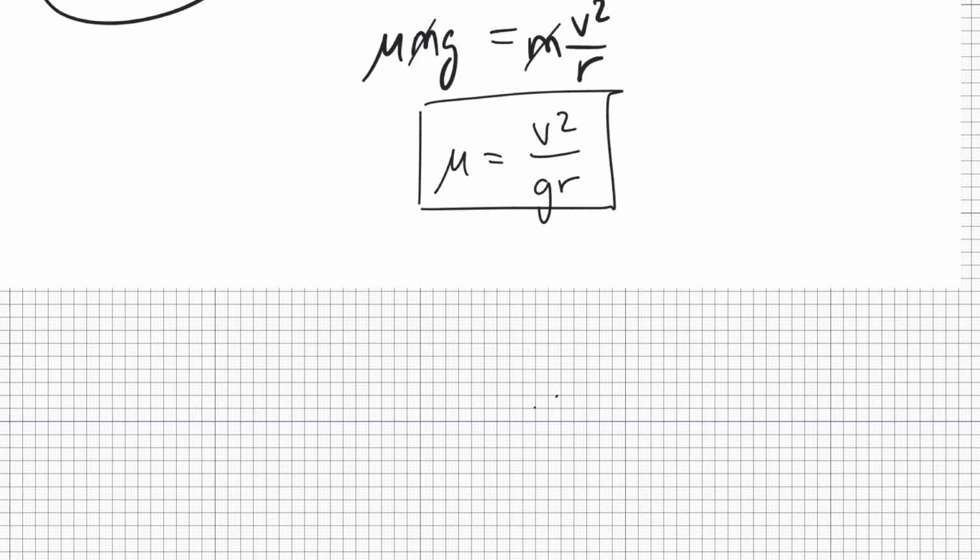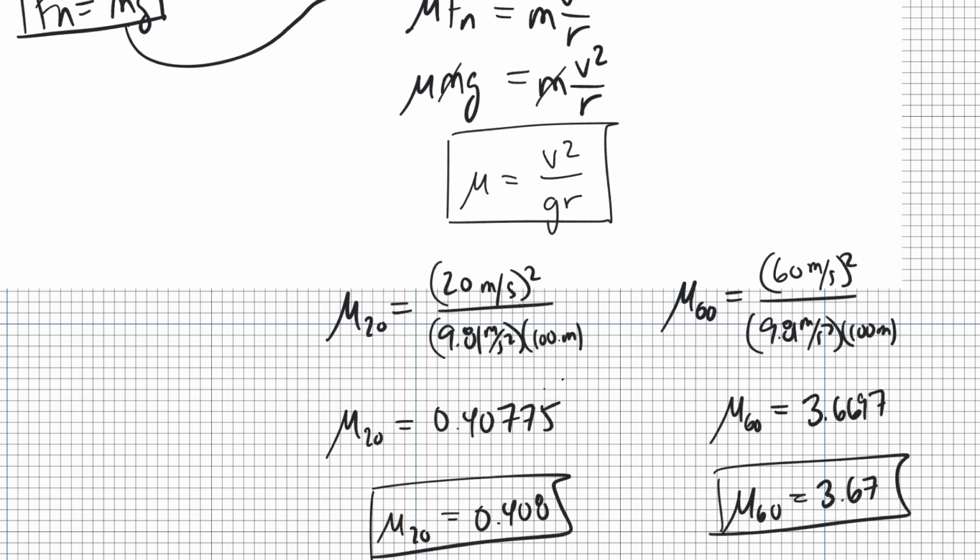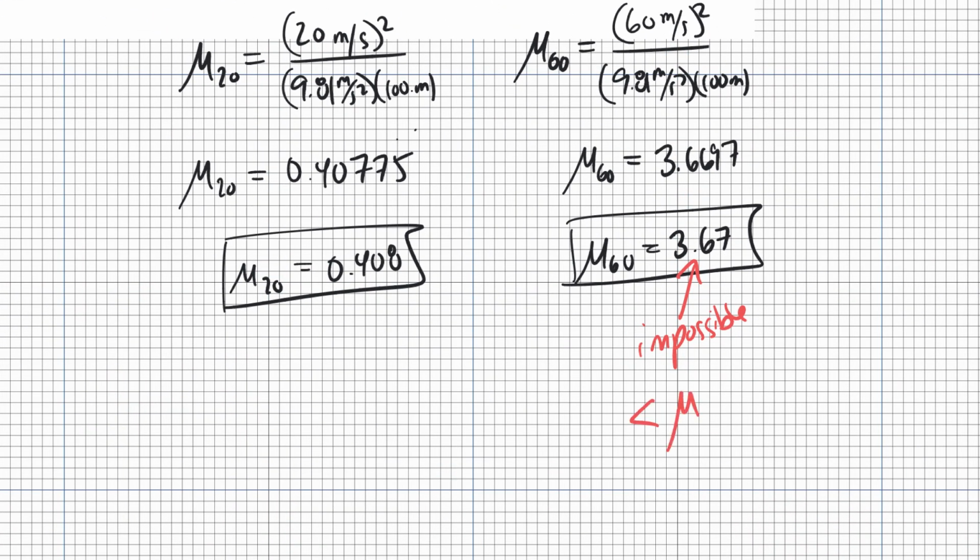Okay, so we're going to need to do a little algebra on that for the two cases, the 20 and the 60. And what you're going to see is that, with sig figs, mu 20 is 0.408, and mu 60 is 3.67, which basically means that it is not possible. You cannot make this turn at that speed with that radius if you're relying on friction alone. Okay, I didn't really pick the last problem to prove that you could do it if you bank the turn, which I guess would have been more interesting. I should have looked into that, but I did not do it that way.